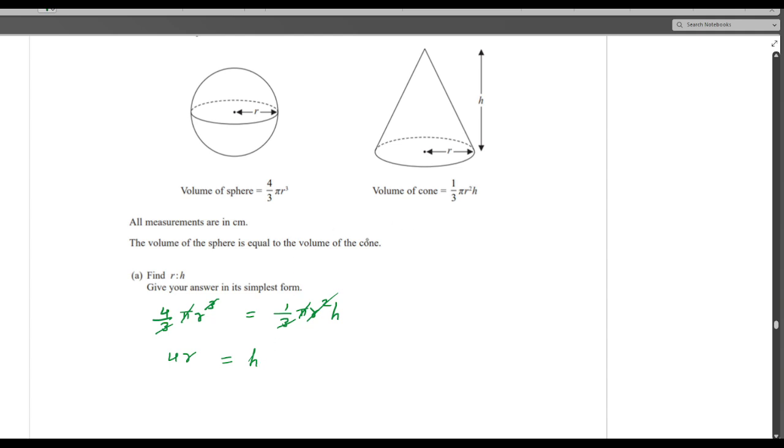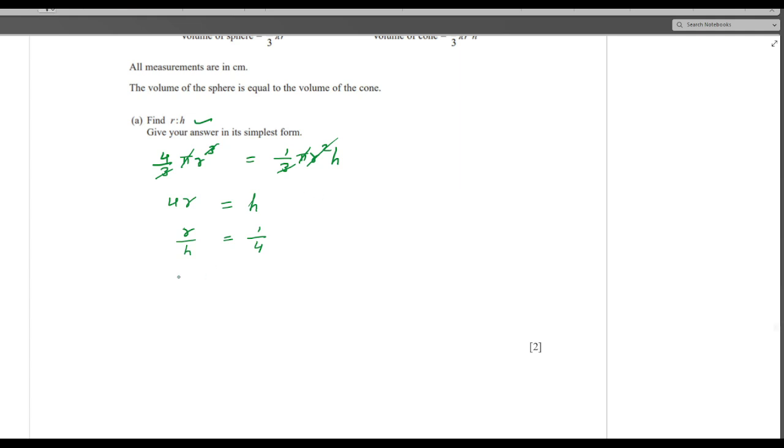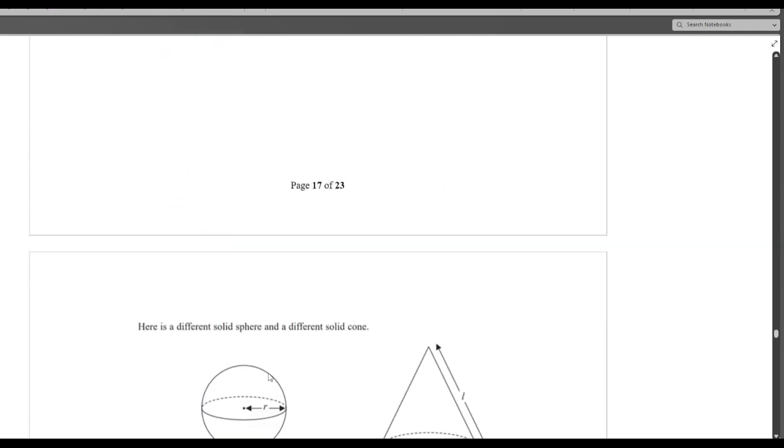Now what is asked? It is asked that r ratio h. So here r divided by h will be equal to, you are dividing by h both the sides, and dividing by 4 also on both the sides. So here it is 1 divided by 4. Therefore your r ratio h will be 1 ratio 4. r ratio h is 1 ratio 4.